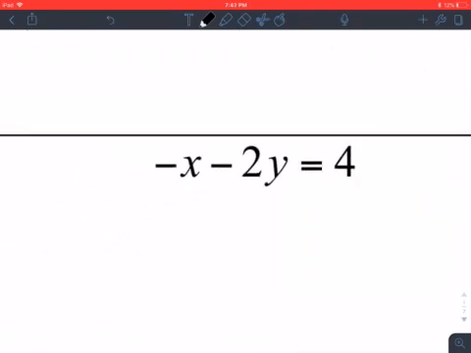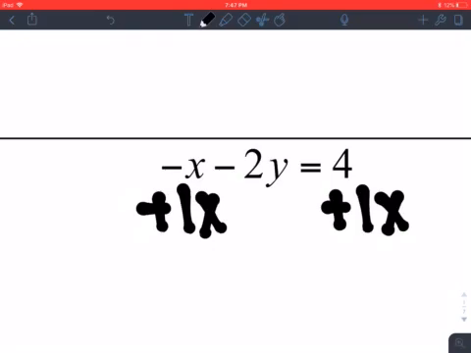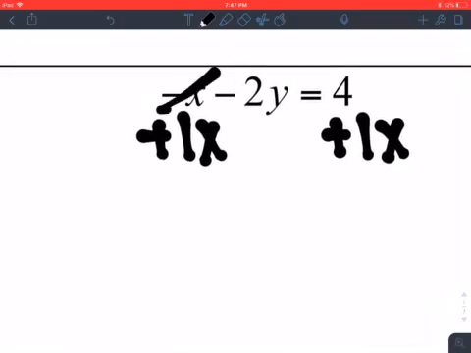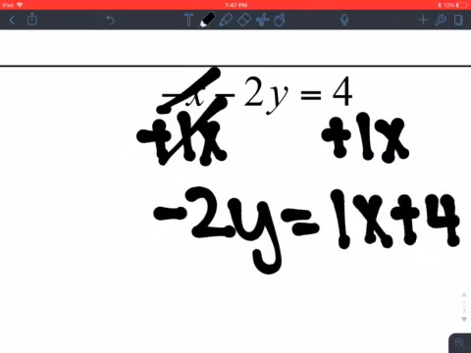So if I look at this first example, I need to isolate the y. So that means I'm going to add 1x to both sides to move that x over. So these cancel out. And I'm left with negative 2y is equal to 1x plus 4. And I like to tuck my 1x in front of the 4. And then because this 4 was originally positive, that's why I turned it into a plus.